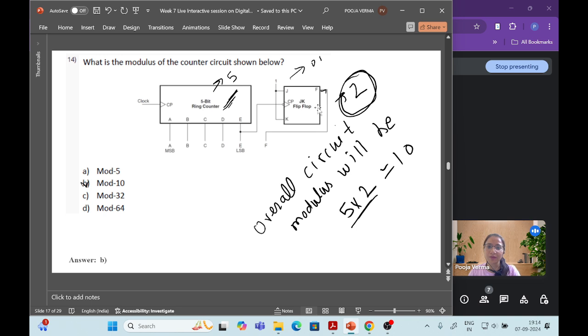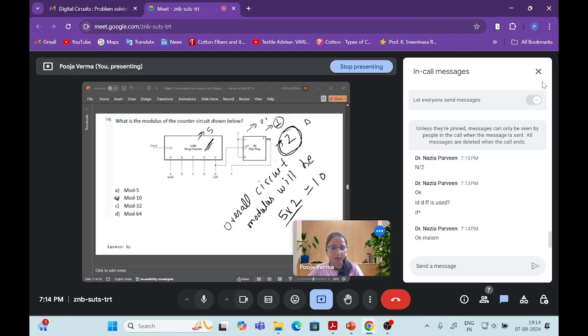Okay, if D flip flop will be there, so most of the time when we are going to design a counter, mostly for shift registers we are using D flip flop, if you have seen, and for counter design mostly we are using JK or T flip flop. If it is a D flip flop, in that case only one state will be there, because it will shift only whatever you will give to the input, it will produce at the output. Okay, only one input is there, that will act as a mod 1 only.